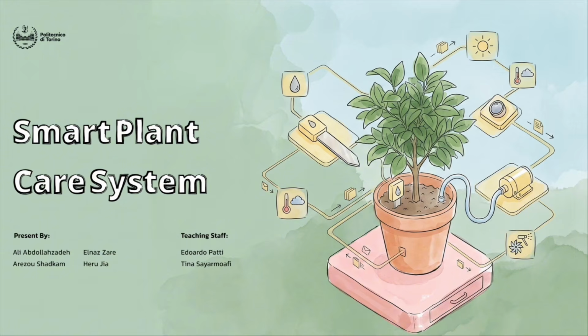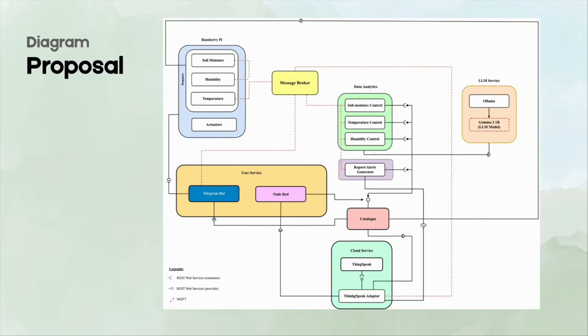The project follows a microservice architecture where the components communicate mainly through MQTT and REST web services. The diagram shows the overall architecture of the smart plant care system. On the left, we have the Raspberry Pi sensor node that collects soil moisture, temperature, and humidity measurements and publishes them through MQTT to the message broker. The broker distributes these MQTT messages to the interested services.